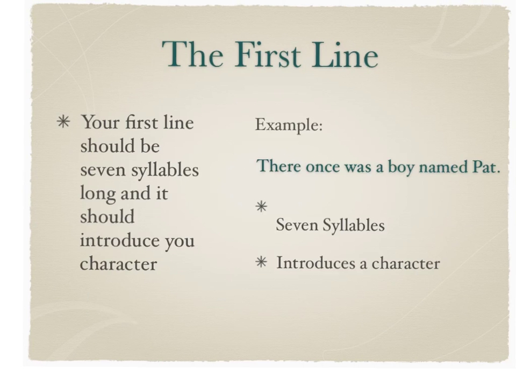shorter. The first line. Your first line should be 7 syllables long and it should introduce your character. Here's the example poem's first line. There once was a boy named Pat. As you can see, it has 7 syllables and introduces your character.